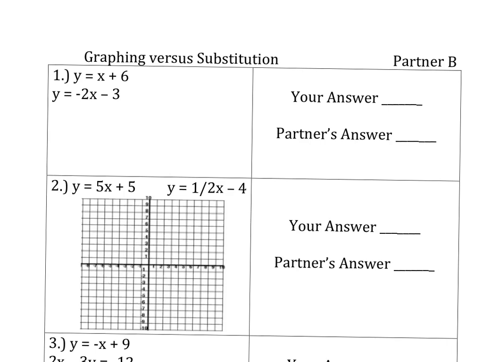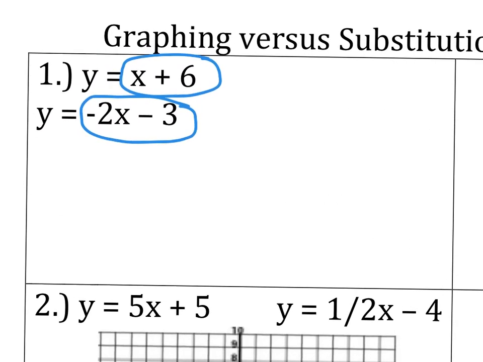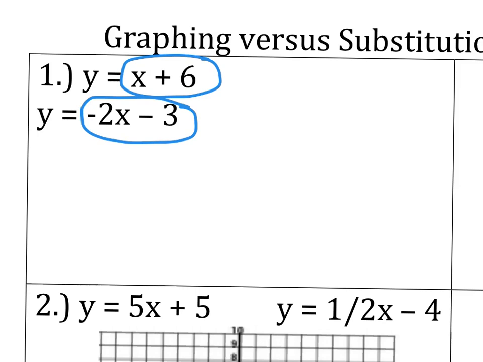So the first question you're solving was substitution because there's no graph paper for you. So we're going to circle what y equals, and they both say y equals. So when that happens, we set the two x parts equal to each other. So negative 2x minus 3 equals x plus 6.